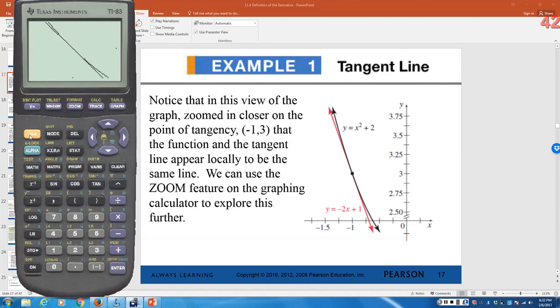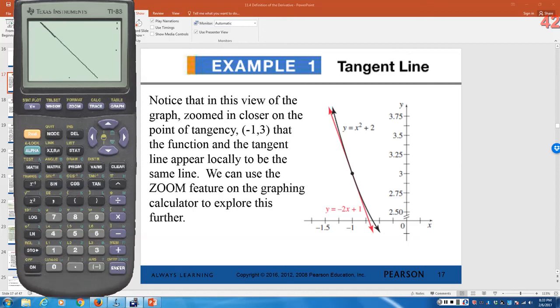If I type -1, no, it didn't work from there. Go back to my graph. Second trace, -1. Okay, there's the point of tangency. Zoom in, enter. You can only just barely see the difference between them now. I'm going to do one more time. Second trace, value, -1, zoom in. I'm just going to leave the cursor where it is and hit enter.